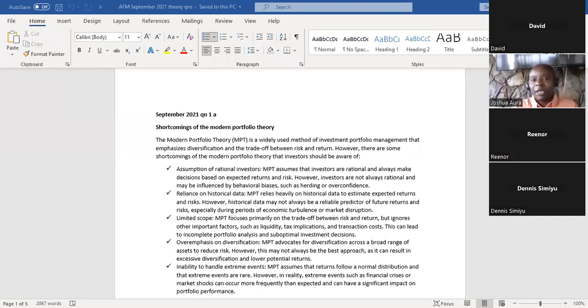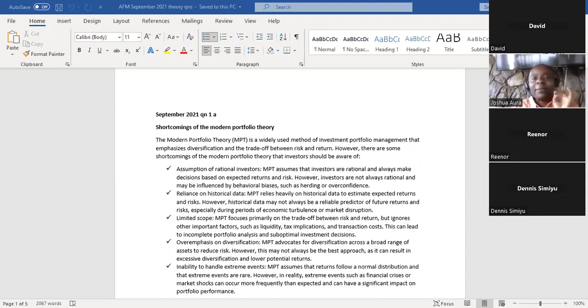The question here was very particular about shortcomings of the modern portfolio theory. The modern portfolio theory is a widely used method of investment portfolio management that emphasizes diversification and the trade-off between risk and return. If you remember the portfolio graph, we have return vis-a-vis risk. So we are making a very bad assumption that it is basically two variables, returns versus risk. Quite a bad trade-off that as the risk increases, returns are supposed to be doing what here? Increasing. The higher the risk, the higher the what here? The returns. But it doesn't happen like that, as we shall be seeing.